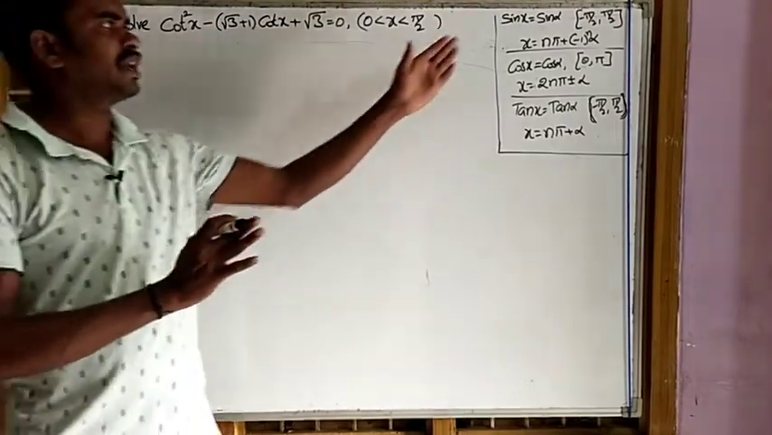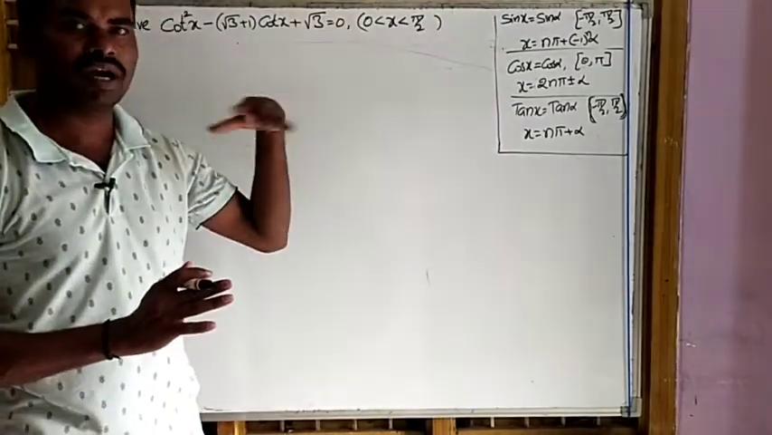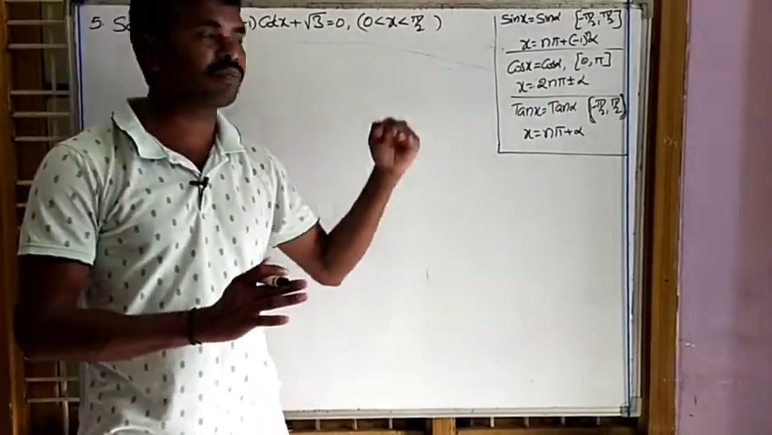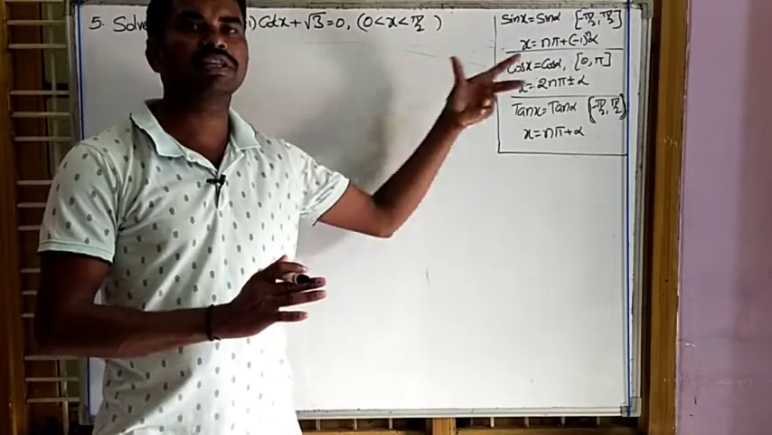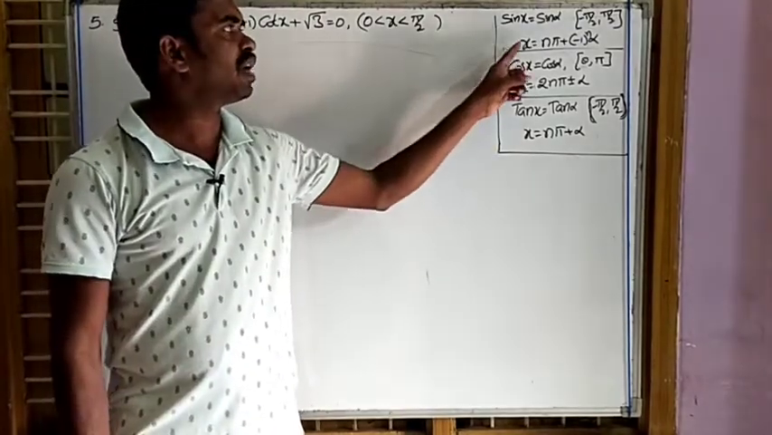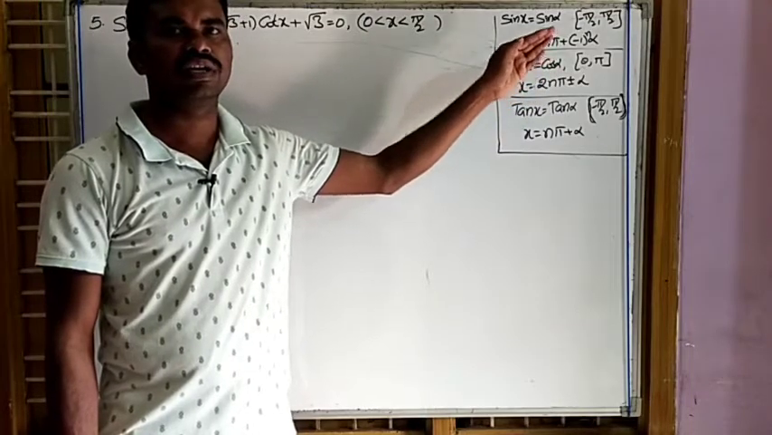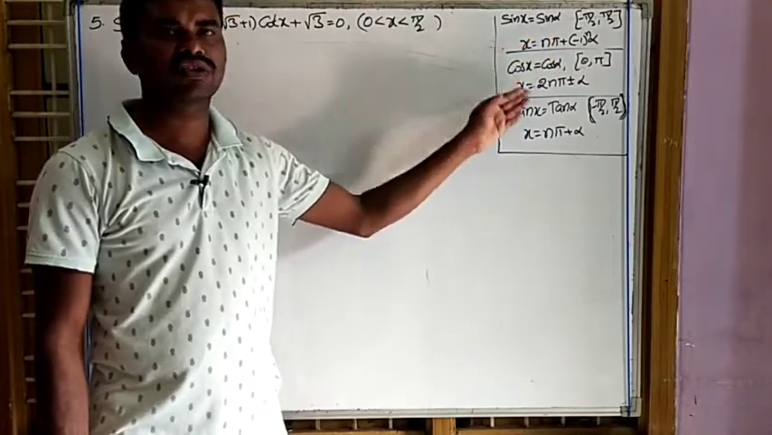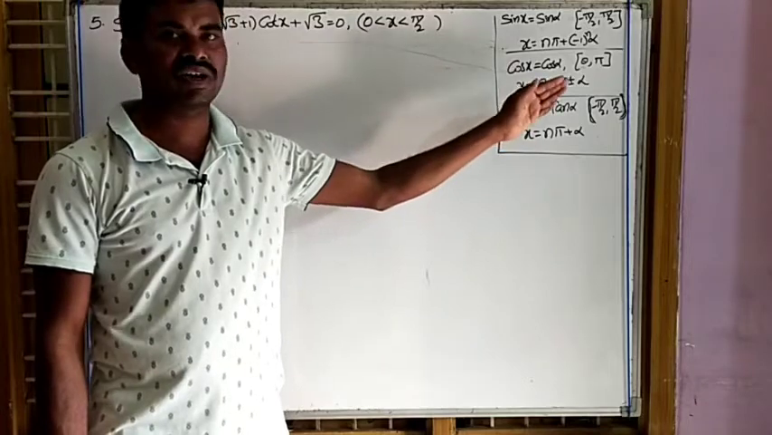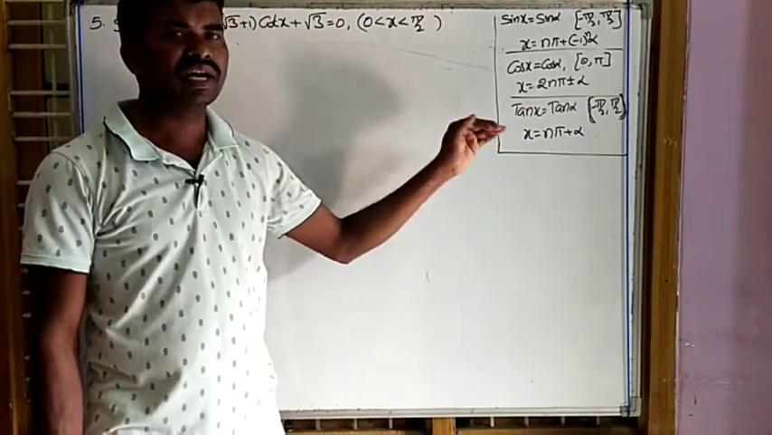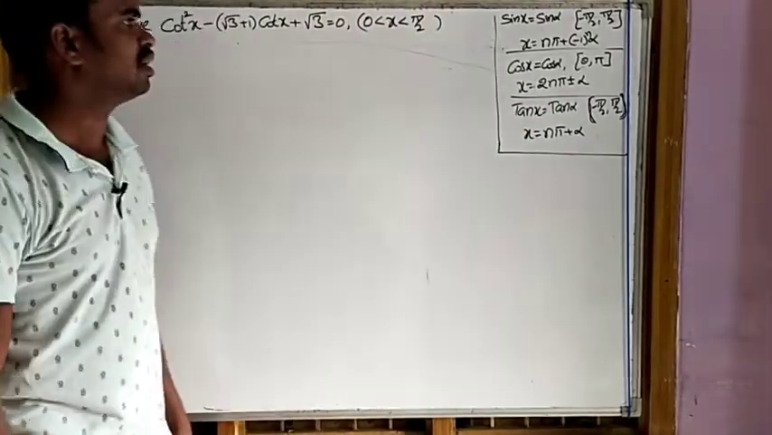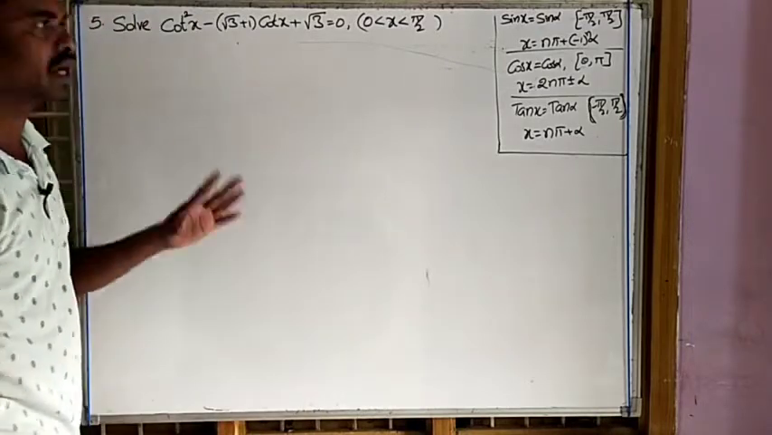Again I have written here the formulas. Once see why I am repeating again and again. If you also repeat in this way, you can remember the formulas easily. First formula for sin x: x is equal to n pi plus minus 1 power n into alpha. And next cos x is equal to 2n pi plus or minus alpha. Next for tan x is equal to n pi plus alpha. Okay, these three formulas are very important.